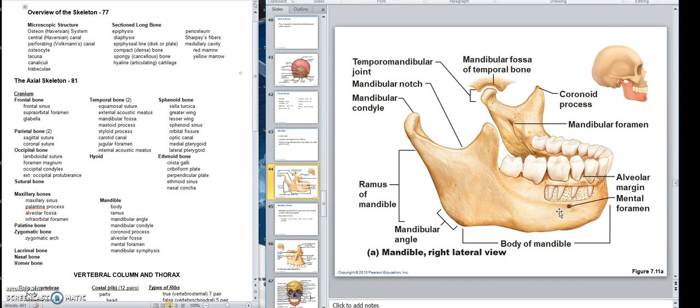Okay. So those are the key things right there. We're not going to worry about the mandibular symphysis. Okay. So that's what we're looking at. All right.